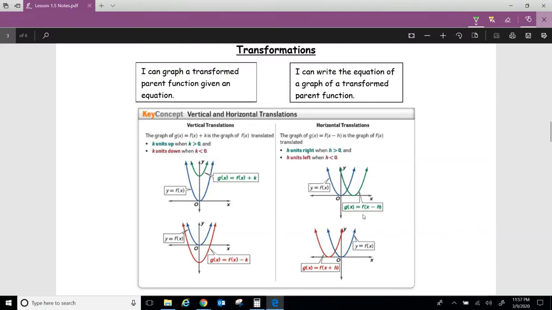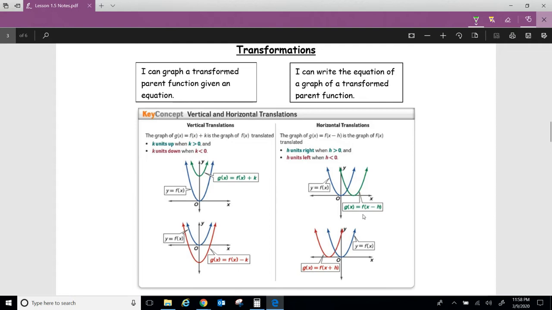Welcome back, pre-calculus. We're on lesson 1.5. We're finally going to get to our examples. We're going to be graphing transformations of all those parent functions we just reviewed. And the first set of transformations we are going to review are vertical and horizontal translations.